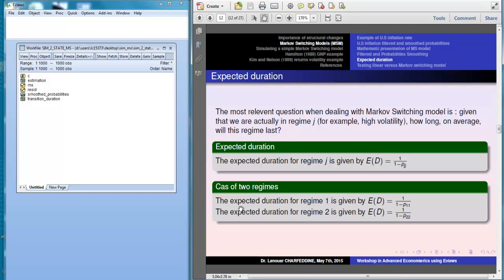The second characteristic or feature of this model is the expected duration of each regime. This is very important. Why? Because in general, when dealing with a Markov switching model, the most important question is: given that we are actually in regime j, for example high volatility, how long on average will we stay in this regime, or will this regime last? The expected duration is given by this formula: 1 over 1 minus p_jj. For the first regime, it is given by 1 over 1 minus p_11, and for the second regime, by 1 over 1 minus p_22.